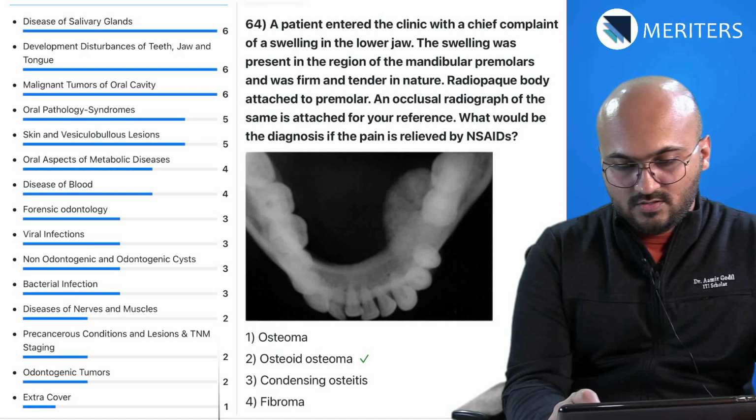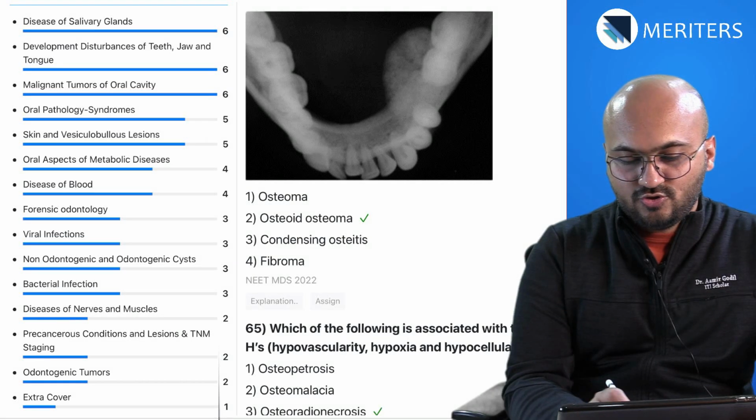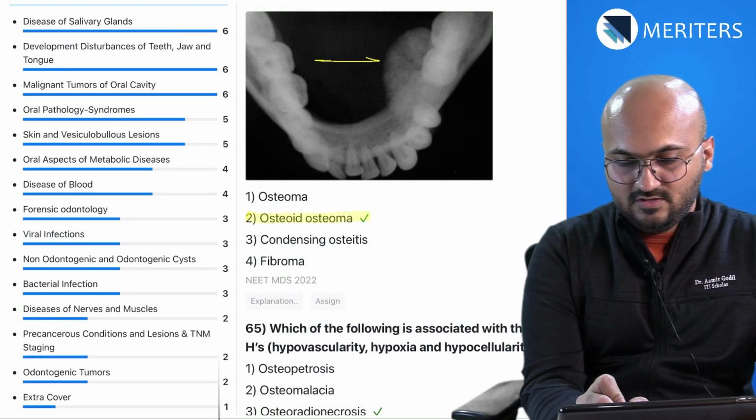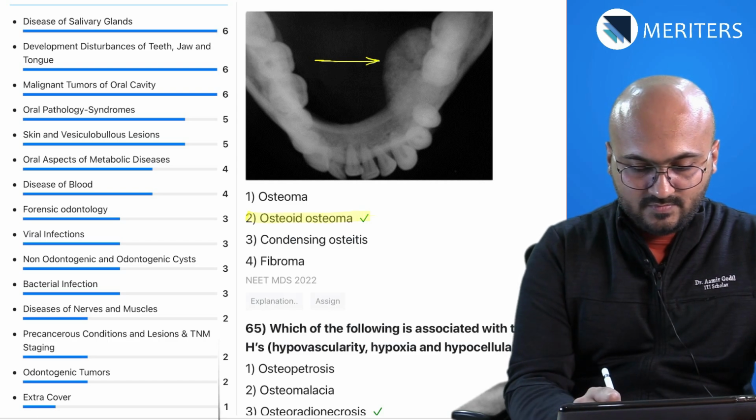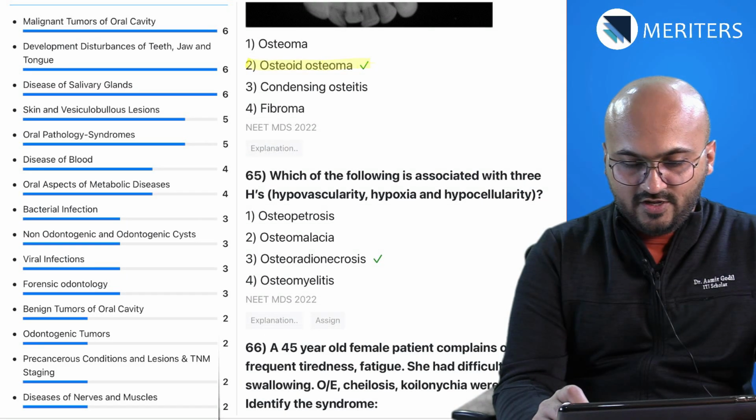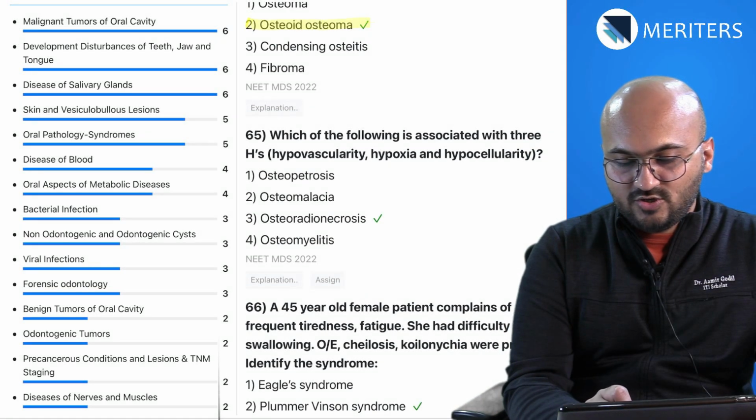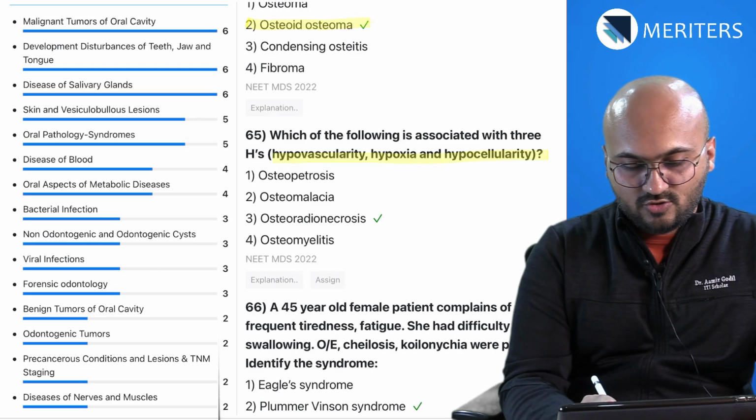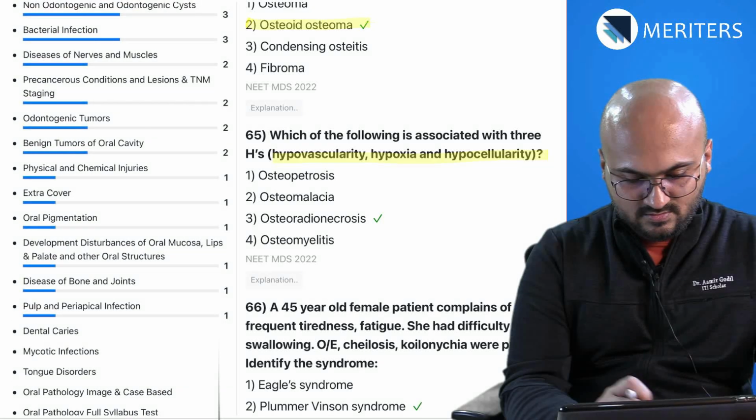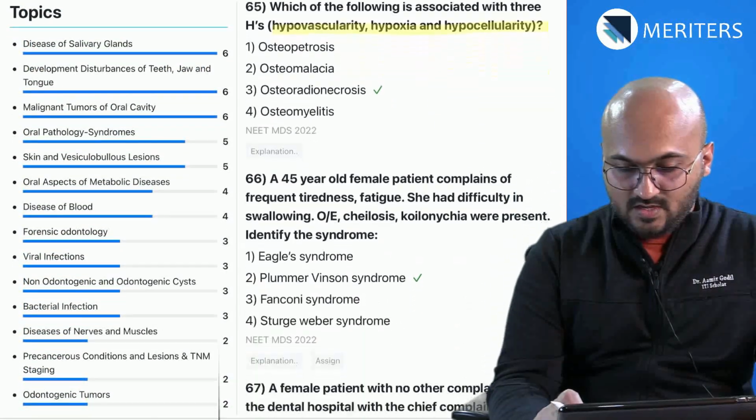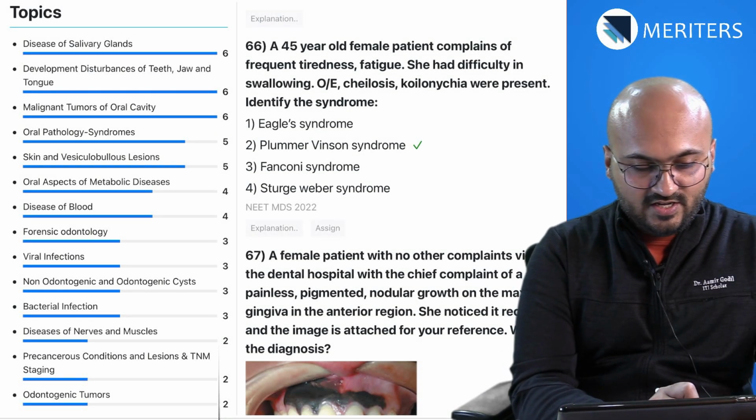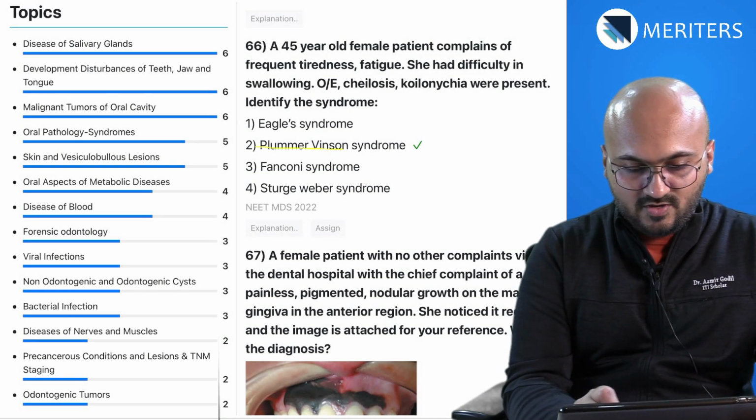Okay, then here we have osteoid osteoma on radiographs, as you can see here, right? Then which of the following is associated with 3 H's? Hypovascularity, hypoxia and hypocellularity. It's osteoradionecrosis. Okay. Then a 45-year-old female complains of tiredness, fatigue, koilonychia. This is a case of Plummer-Vinson syndrome.